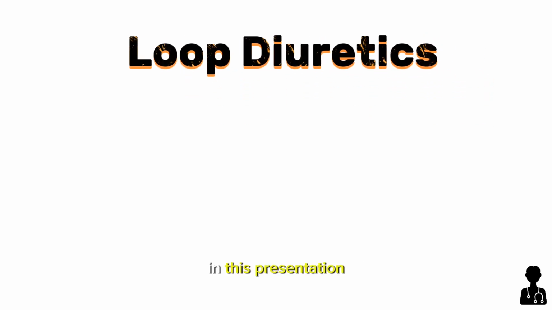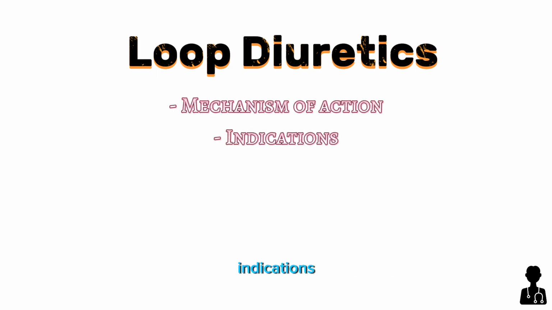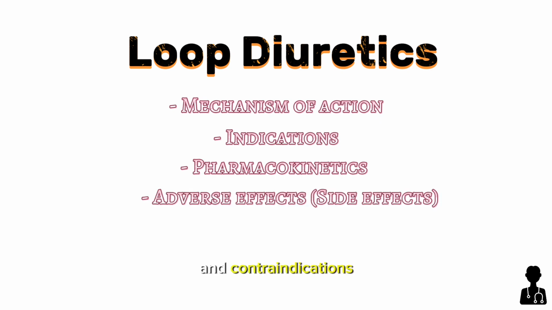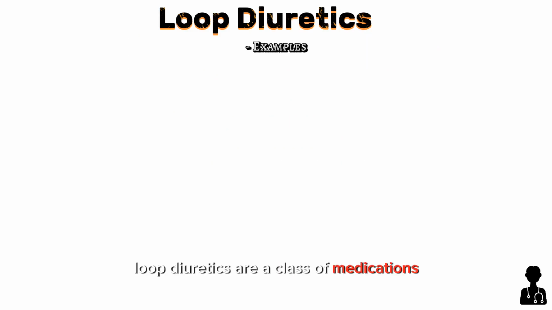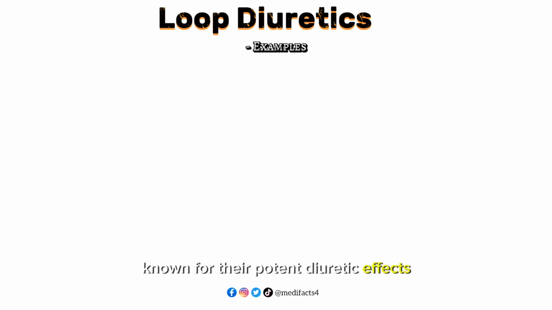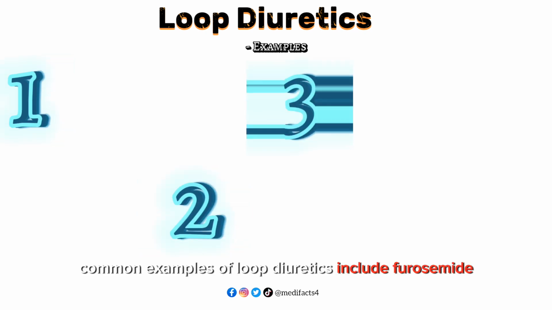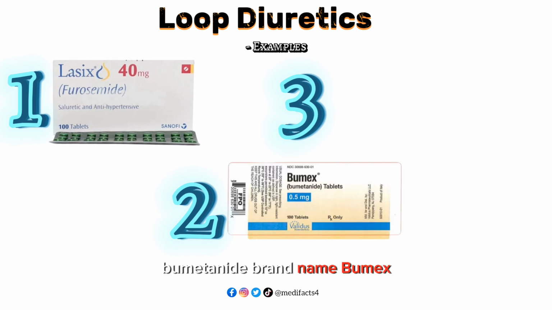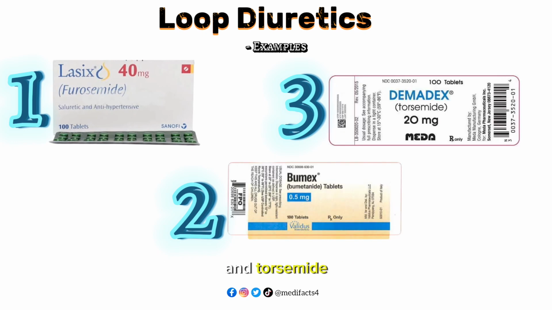In this presentation, we will explore loop diuretics, including their mechanism of action, indications, pharmacokinetics, adverse effects, and contraindications. Loop diuretics are a class of medications known for their potent diuretic effects. Common examples of loop diuretics include furosemide (brand name Lasix), bumetanide (brand name Bumex), and torsemide (brand name Demadex).